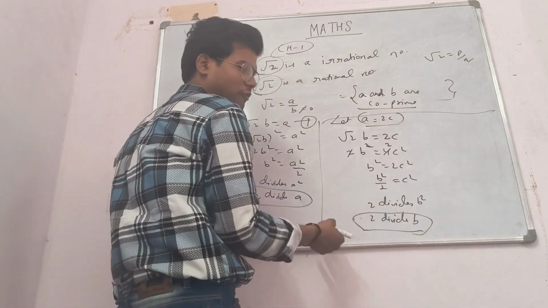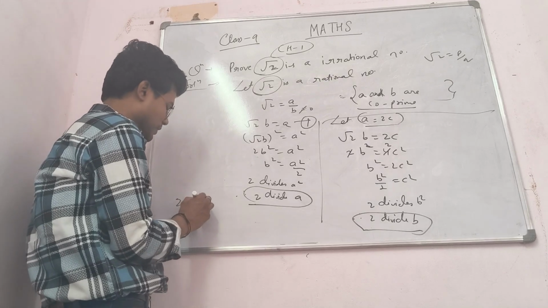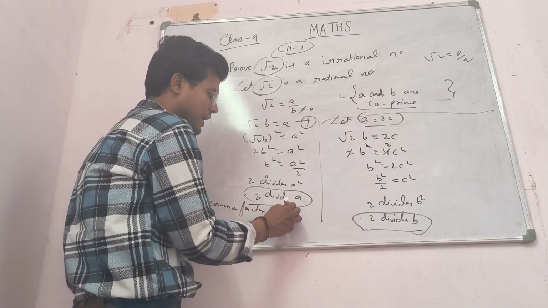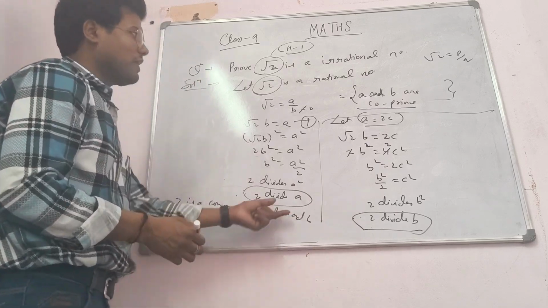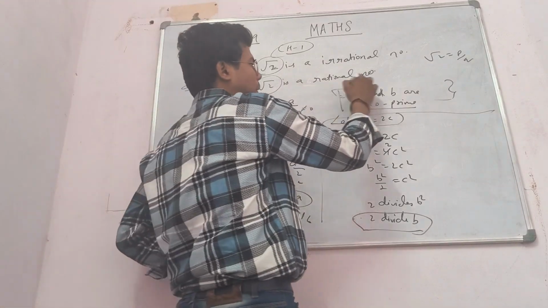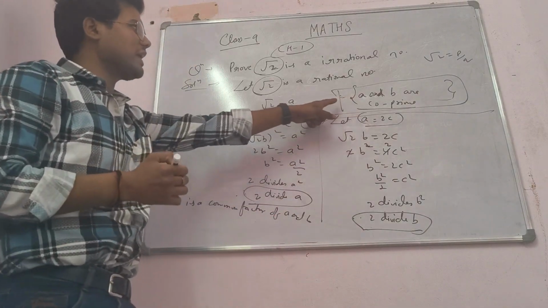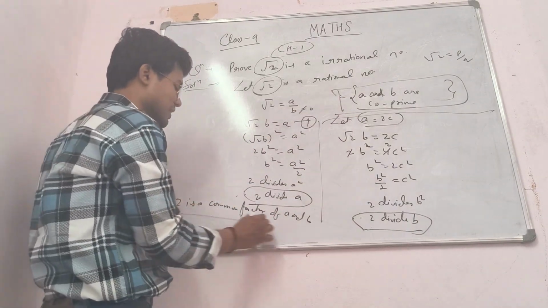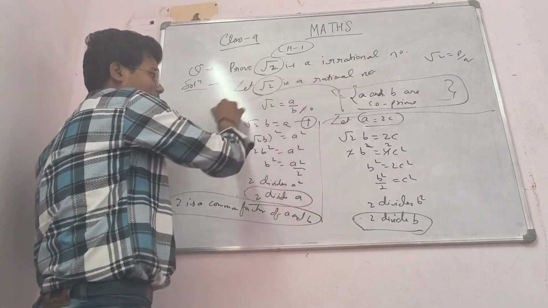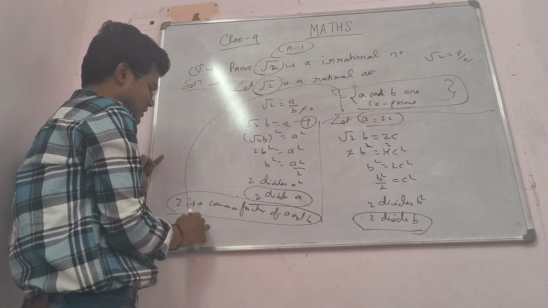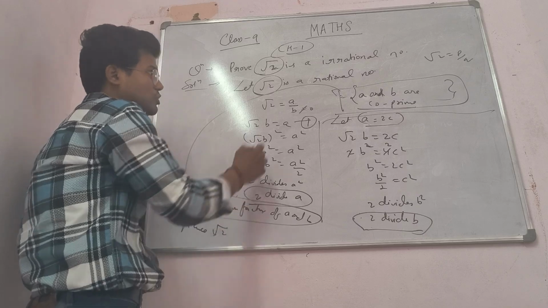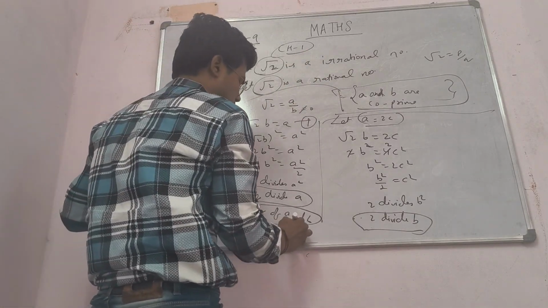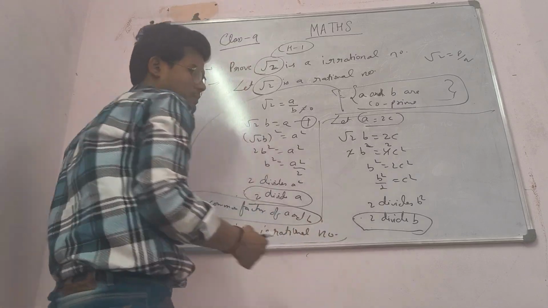So we can say that 2 is a common factor of a and b. But we have already assumed that a and b are co-prime in nature. This statement is contradictory to our assumption. So hence, what will happen? Root 2 is not rational. Root 2 is an irrational number. That's all.